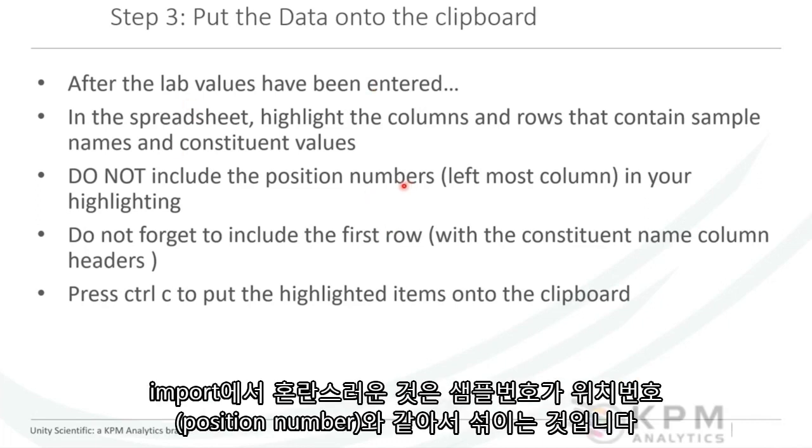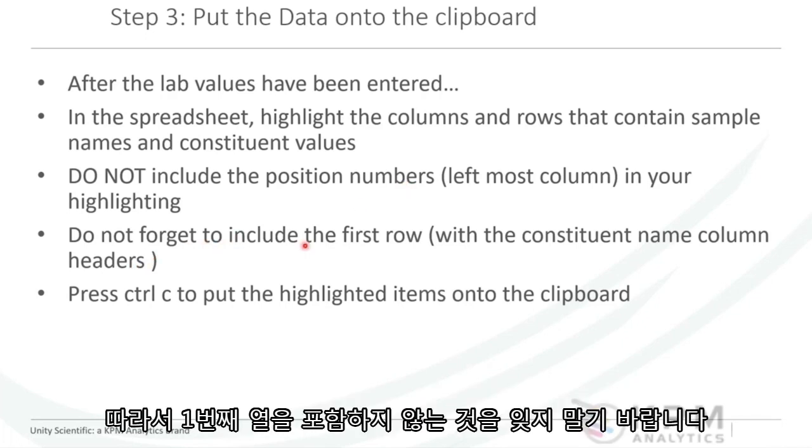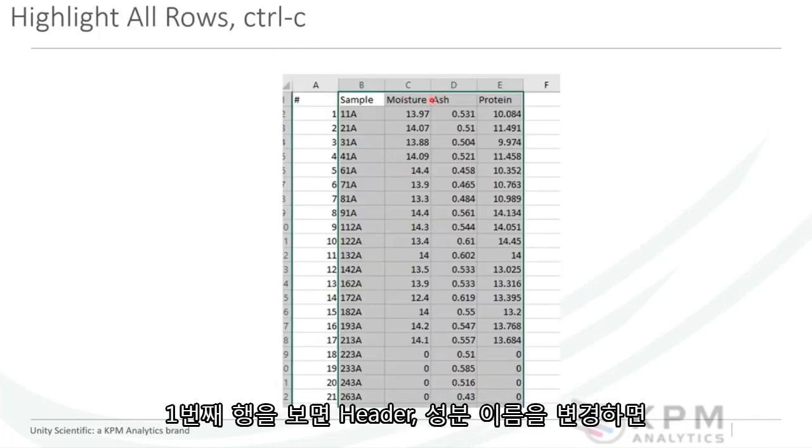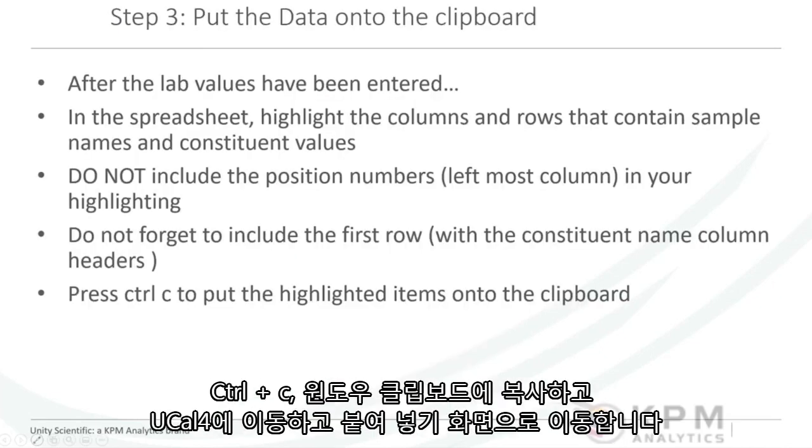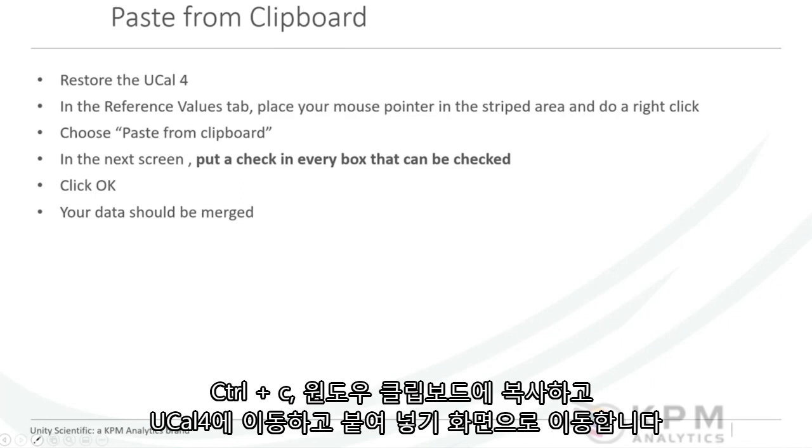Do not include the position numbers. That will only confuse the import, and if you happen to have position numbers that are the same as sample numbers, it can mix up your data. Do not forget to include the first row. So if you look at this, the first row contains the headers, your constituent names. You really want those to go in because we will be matching by constituent names as well. Control C copies it into the Windows clipboard, and then we're going to paste it into UCAL4.